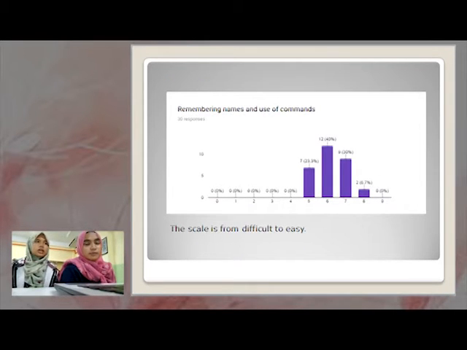Okay, next is remembering names and use of commands in our courseware. The scale is from difficult to easy. The majority chose scale 6. It means it is almost easy to remember the names and use of the commands because it is simple.